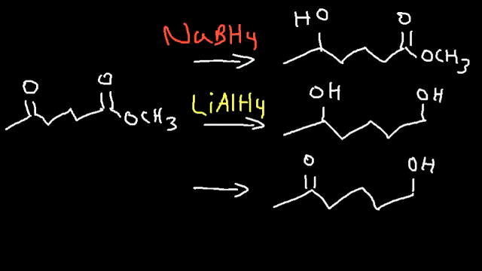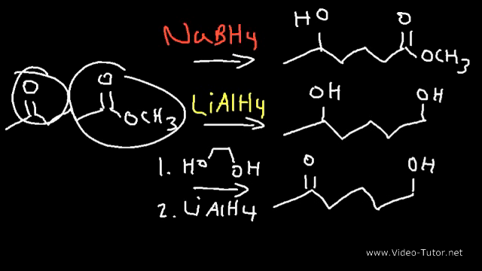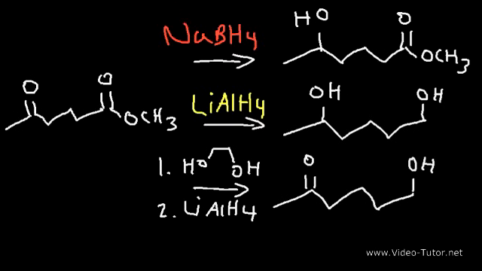Now, how can we reduce the ester and not the ketone? If we use lithium aluminum hydride, it will reduce the ketone. And if we use NaBH4, it won't reduce the ester. So what should we do then? In a situation like this, you want to use something called a protecting group. In the first step, you want to add ethylene glycol. It's going to protect the ketone. And then in the second step, you want to use lithium aluminum hydride, which will reduce the ester, but it won't reduce the ketone that is protected. And in the third step, you want to remove the protecting group.